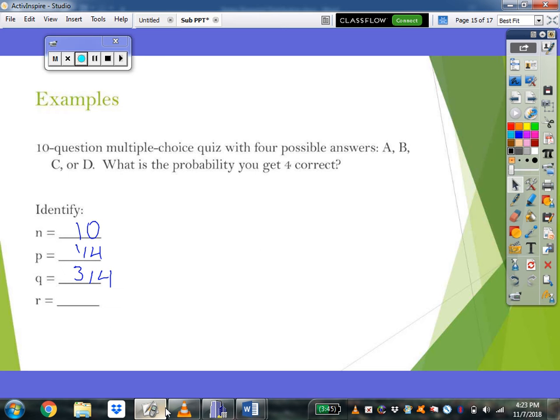Backtrack. We didn't even say R, the whole point of this. So, what's the probability you get 4 correct? Well, R represents my successes. So if I want 4 correct, my R is 4. Sorry about that.